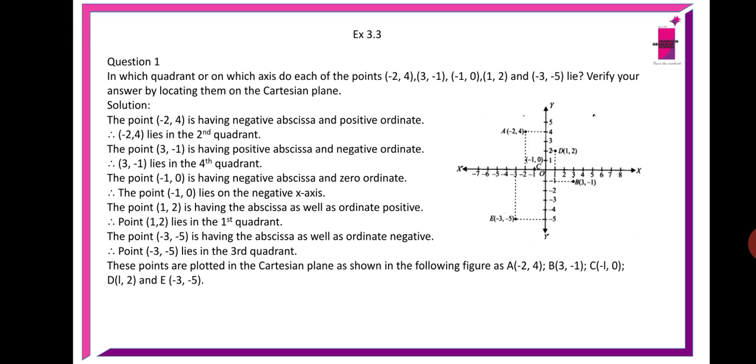The point 1 comma 2 is having the abscissa as well as the ordinate positive. So point 1 comma 2 lies in the first quadrant. The point minus 3 comma minus 5 is having the abscissa as well as ordinate negative. Therefore point minus 3 comma minus 5 lies in the third quadrant. These points are plotted in the Cartesian plane as shown in the following figure. You can see all these points are plotted to verify whether the locations we have taken are correct or not.